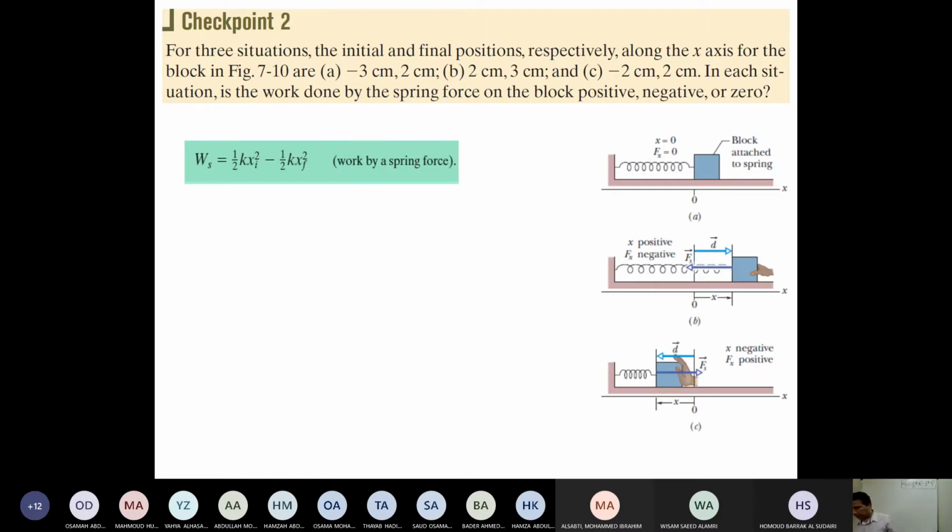Here we are applying this theorem, which I just derived, to this checkpoint. Suppose there are 3 situations. The initial and the final positions respectively are given here. In case A, the initial position is -3 and the final position is 2. Is the work done by the spring positive, negative, or 0? What is your take on it?